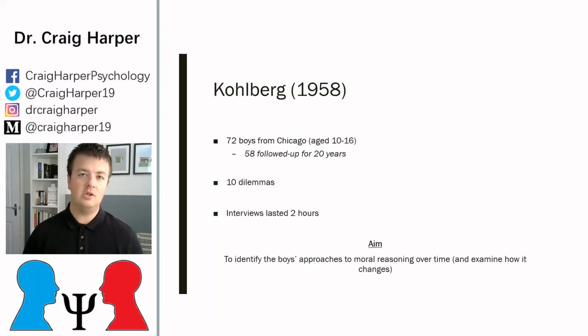So what Kohlberg did to develop his stages of moral development was to essentially interview a wide range of, well, I say a wide range, it wasn't necessarily a wide range, it was 72 boys from Chicago, and he kept following them up to see how the development of moral reasoning changed over time. And what he did was he presented to these boys 10 different dilemmas, just like the Heinz dilemma. These interviews lasted on average around 2 hours per interview, and the idea was to identify the different approaches that these boys had at different stages of their life to moral reasoning.